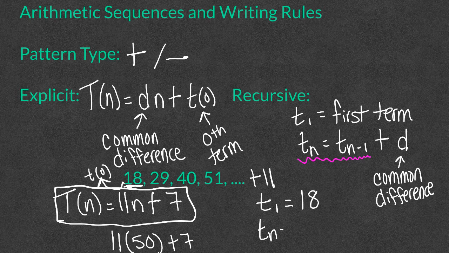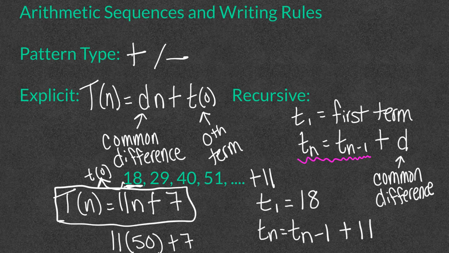So T of n equals T of n minus 1, meaning to get to the next term, I'm going to take the previous term and my common difference, which is what I'm adding or subtracting in the pattern. So I'm going to add 11. So what this means is to get to, let's say, the second term, I need to take the previous term, which is 18, and I'm going to add 11. And you'll notice that that is 29, which is the second term in my sequence.